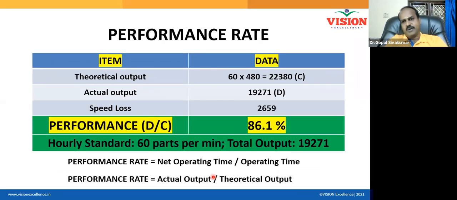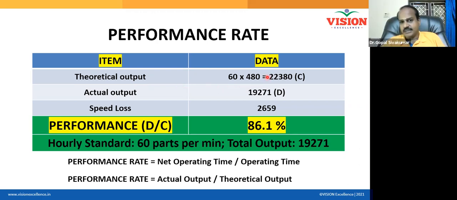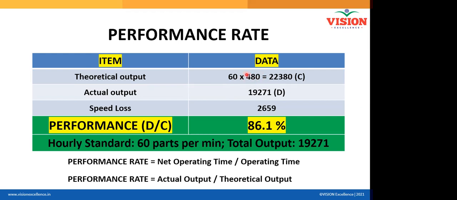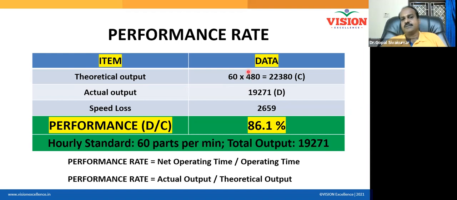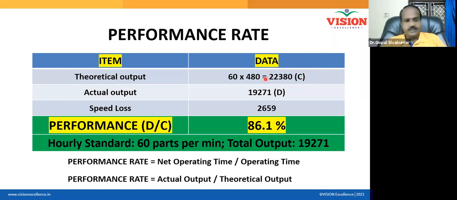Now we move on to performance. What is the theoretical output from the factory in 8 hours? Every minute, how many parts are expected to come out from the machine? Theoretical output? 60 parts per minute. In a shift, totally how many minutes are there? 480. How do I get 480? 8 hours into 60, 480. So the capacity of the plant is 22,380 parts per shift. Am I correct?